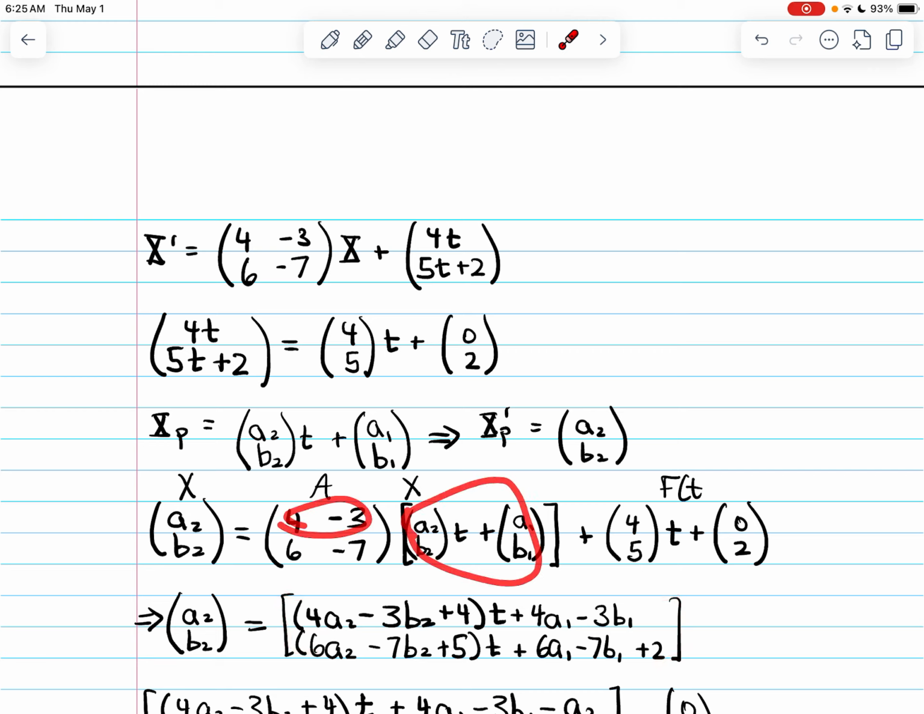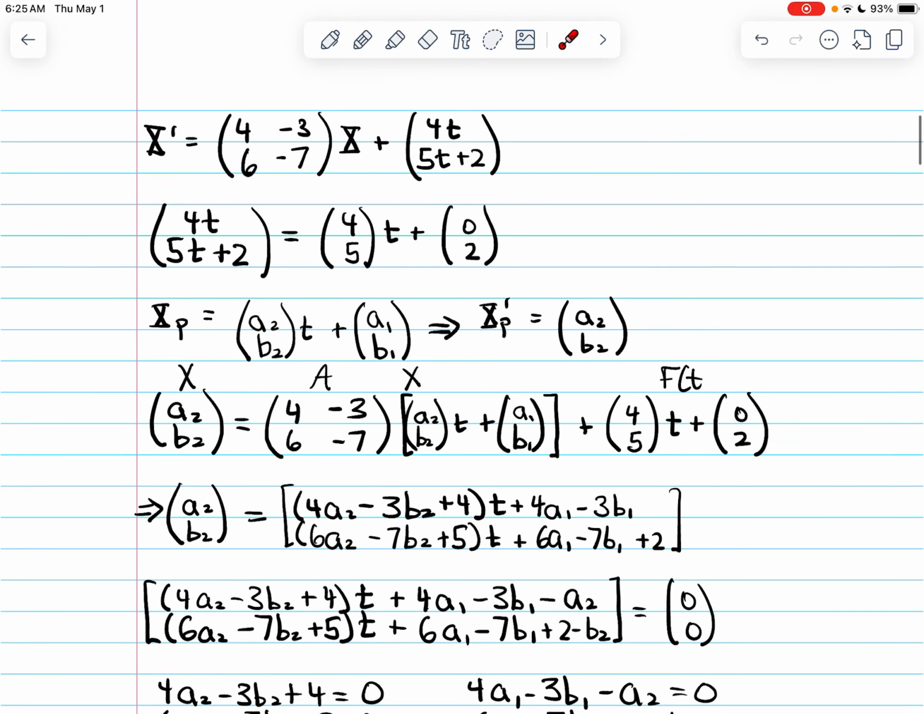Row times column, and this is one big column right here. Row times column, and then you add these together. Anyway, you want to be sure you know how to get all of this. Now, I've got a system here, and what I want to do is bring over the A2 and the B2. So there's the A2 and there's the B2, and I've just got zeros over here.